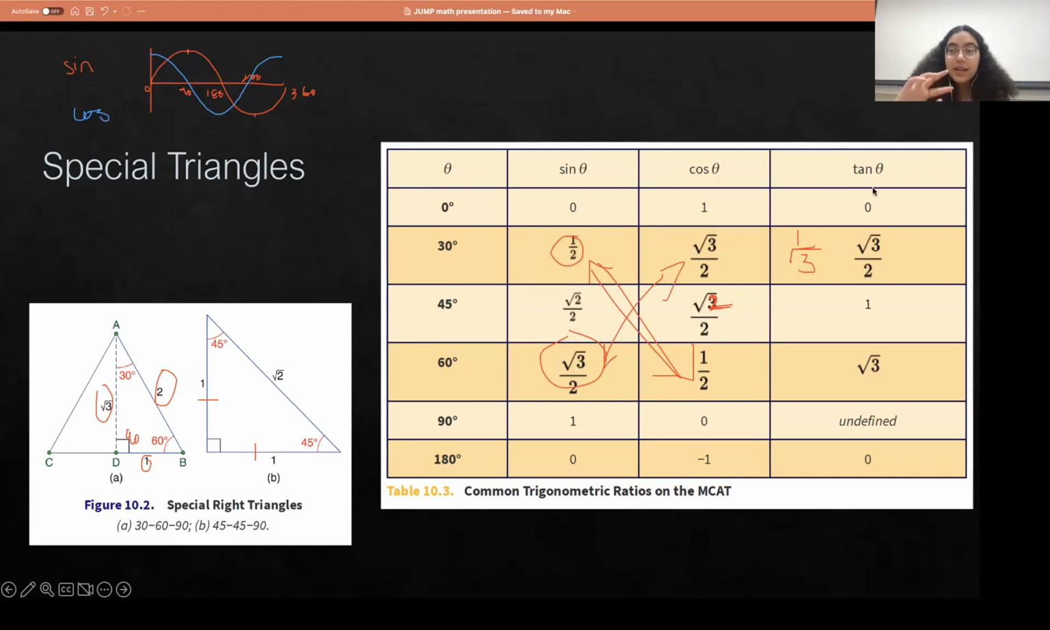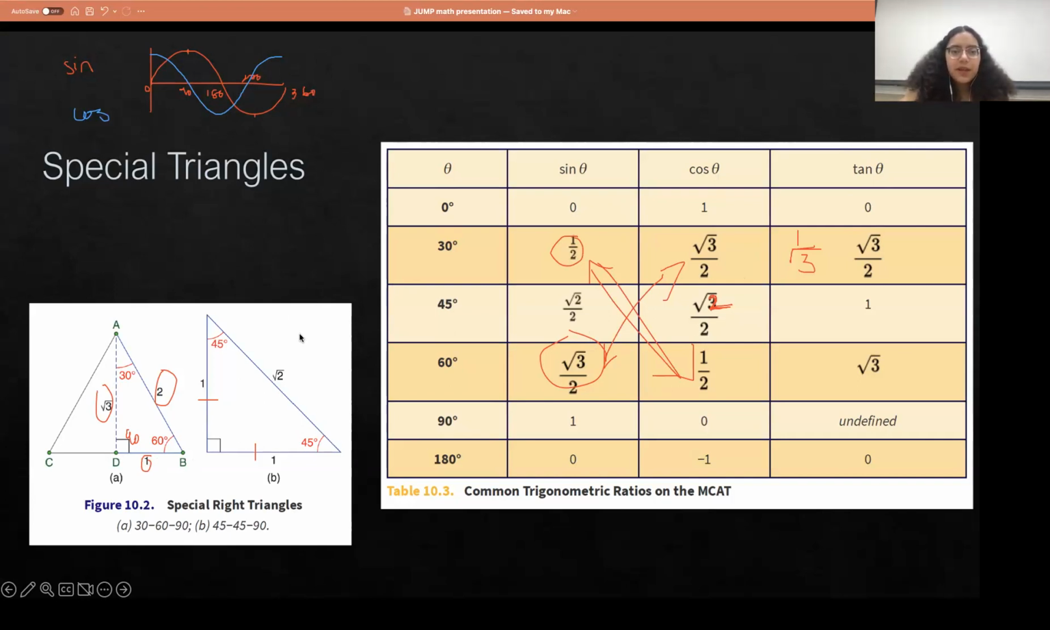And then the tans are just flipped because it's opposite over adjacent. What is opposite and what is adjacent just flips. So for 30, the 1 is opposite, but for 60, the 1 is adjacent. And then same for the √3. So the reciprocal can get you the tan of the other one.